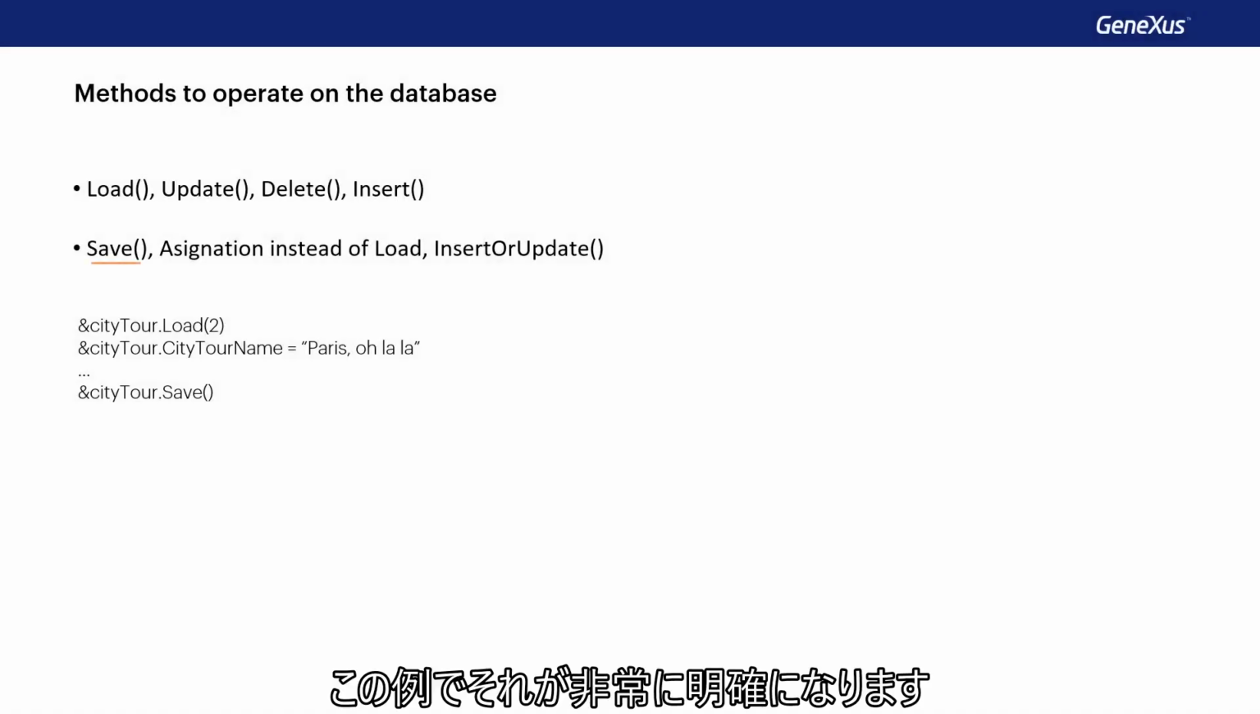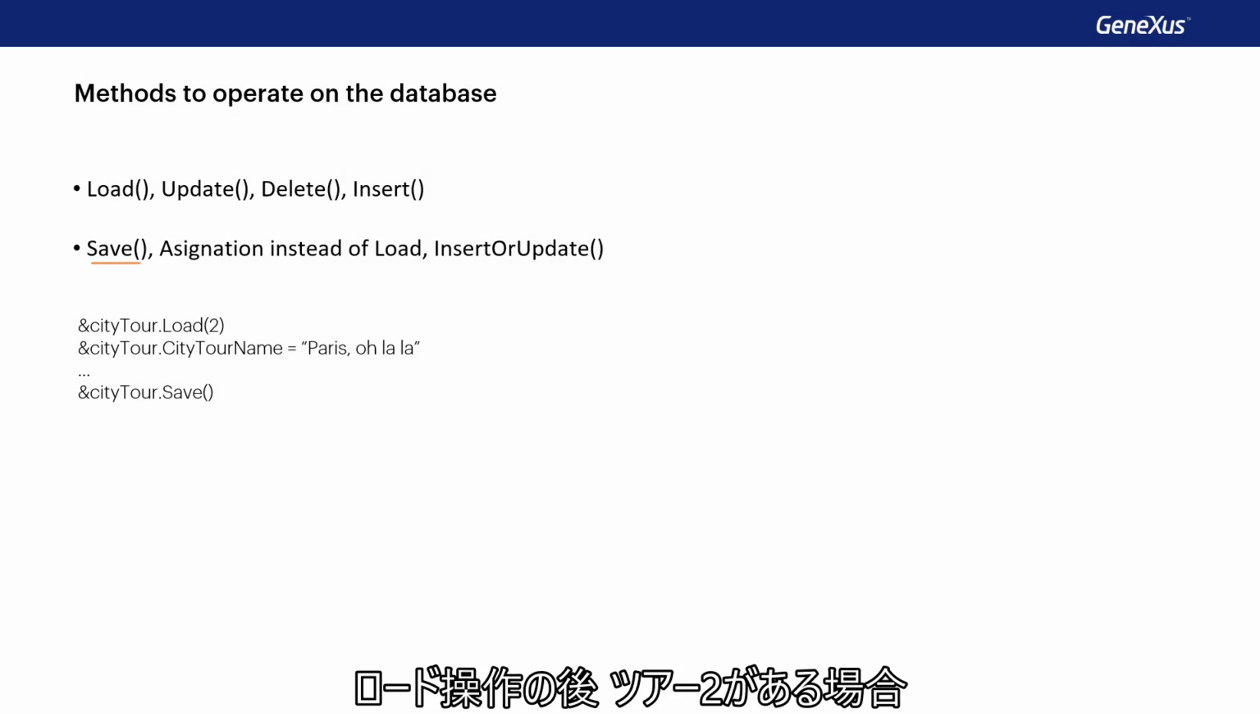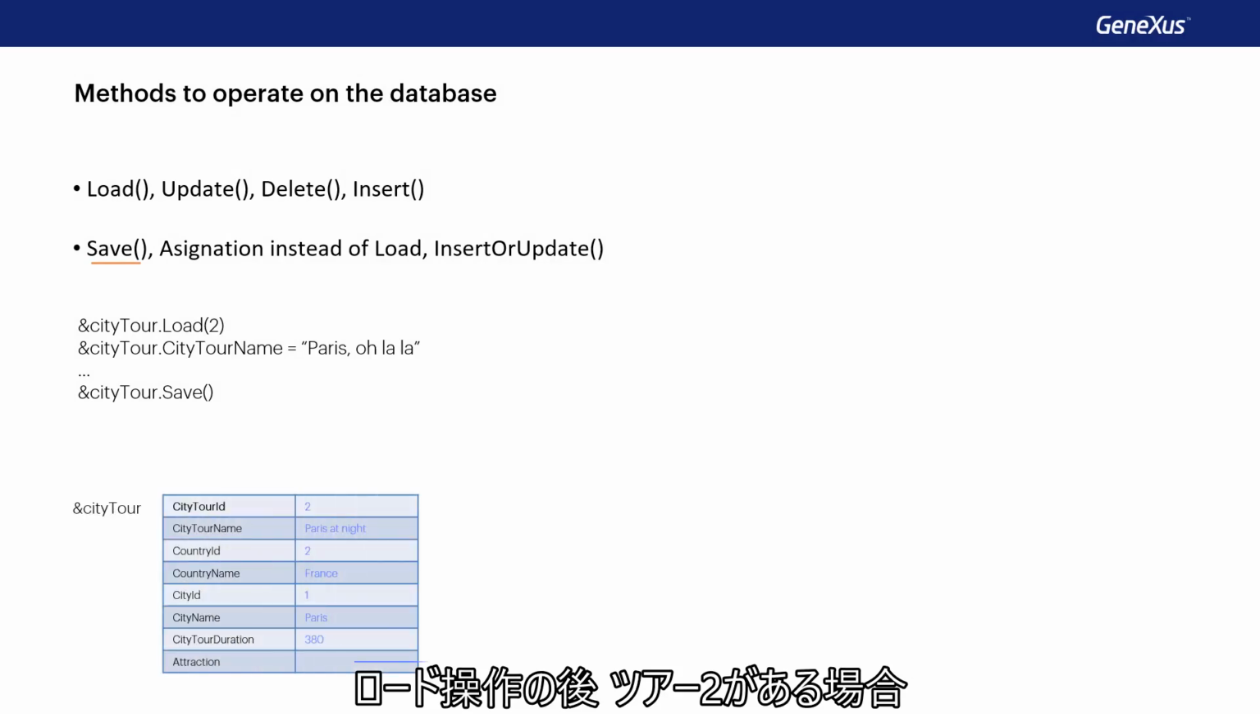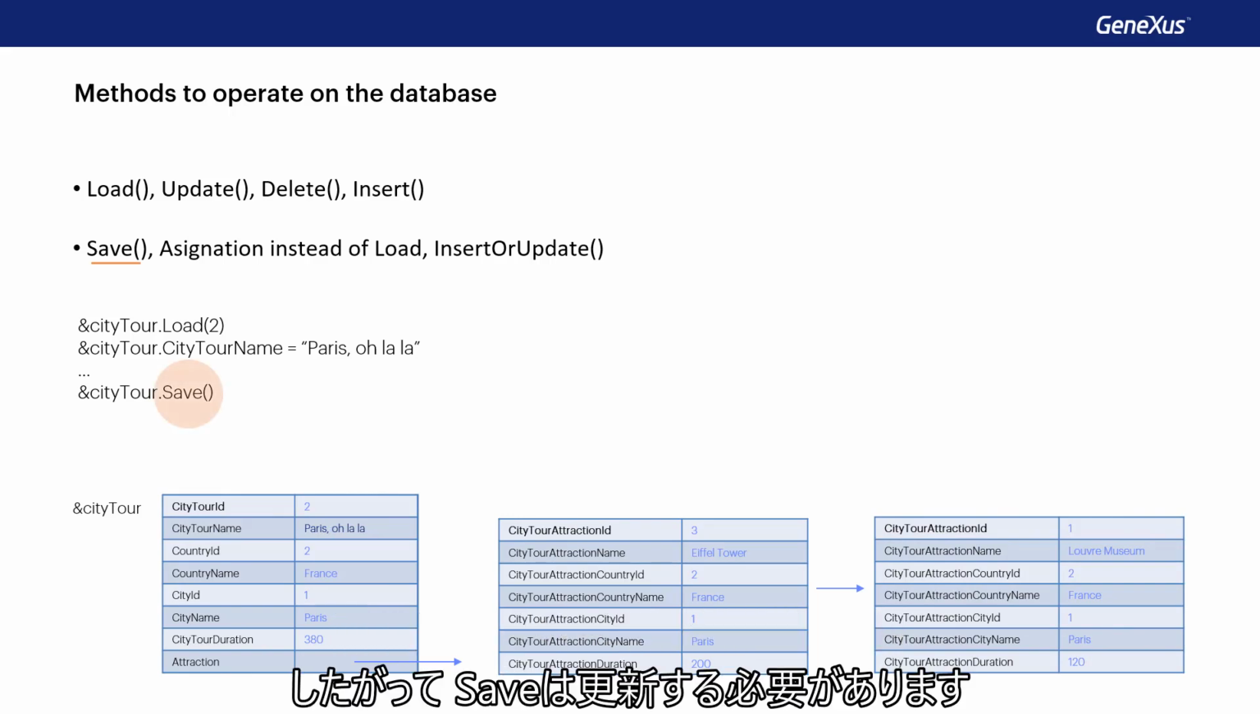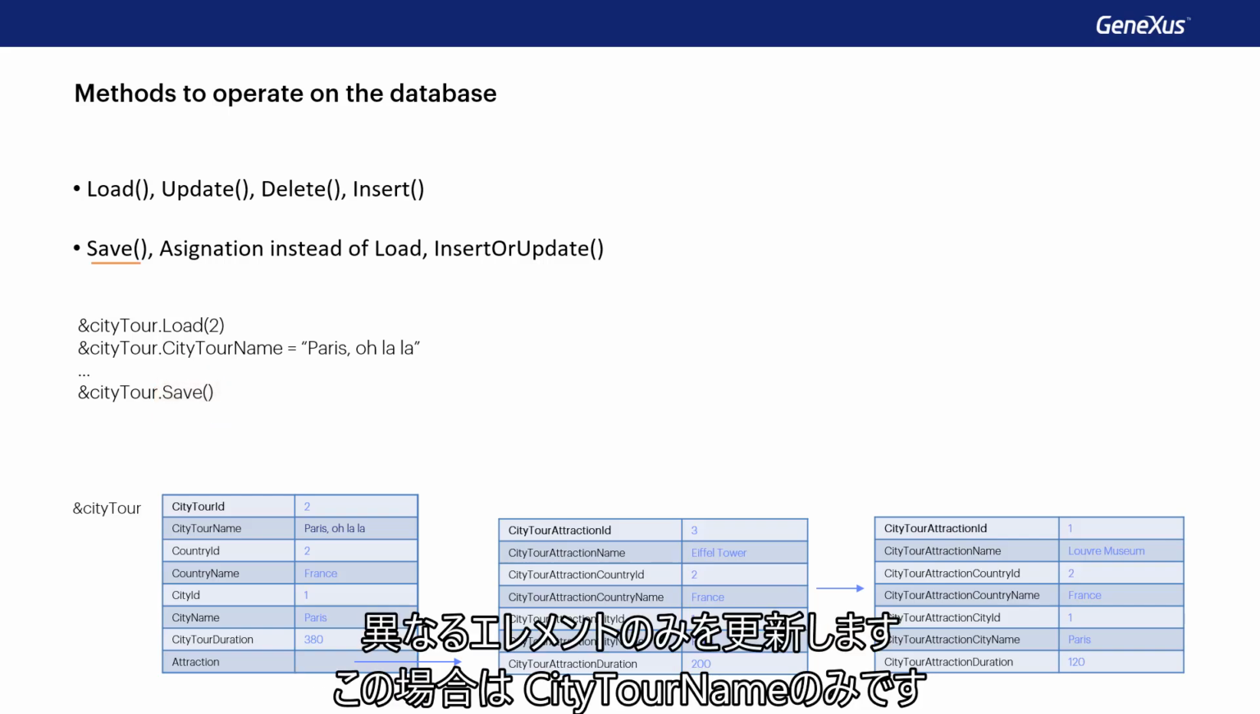This example will make it quite clear. Note that after the load operation, if there's a city tour 2, the variable will load the information from the database and will be in update mode. So the save will want to update. It'll only update the elements that are different. In this case, only city tour name.